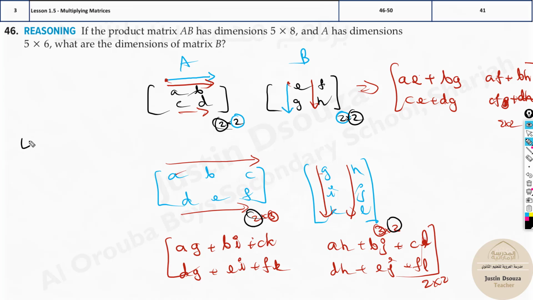Now imagine you had 4 cross 6 and 6 cross 5. Then this matches. Yes, you can multiply, but the resultant matrix would have 4 cross 5. This is the answer. So these are the rules you must know. These are the basic rules. I told you other rules also, not related to the problem. But now we'll come back to this problem here.